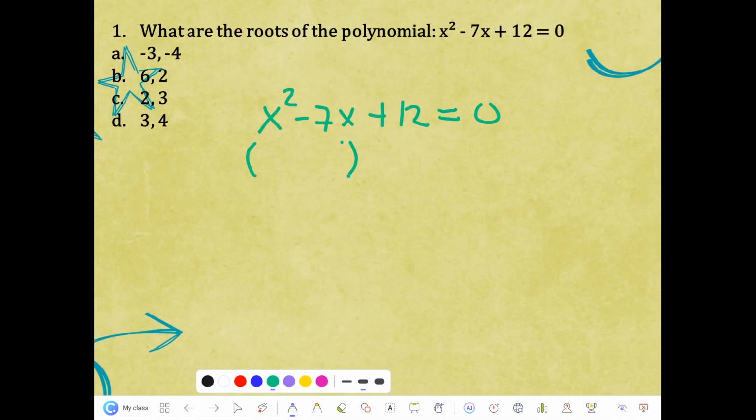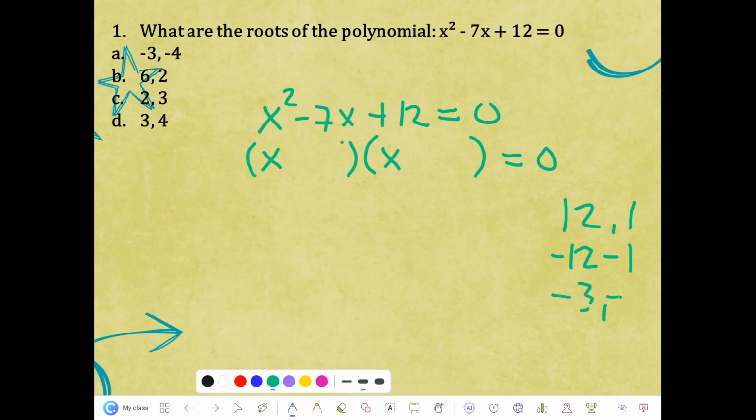Dahil nasa power of 2 siya, so dalawa ang possible roots, okay? This is equal to 0. So you have your x, you also have your x dahil distribute mo yung x squared. Now, look at 12. Maghanap mo ngayon ng factor ng 12 na kapag inad mo ay magiging negative 7. So what are the factors of 12? By the way, so you have your 12 and 1. You have also your negative 12, negative 1, you have 3, negative 3, negative 4, you have 4 and 3.